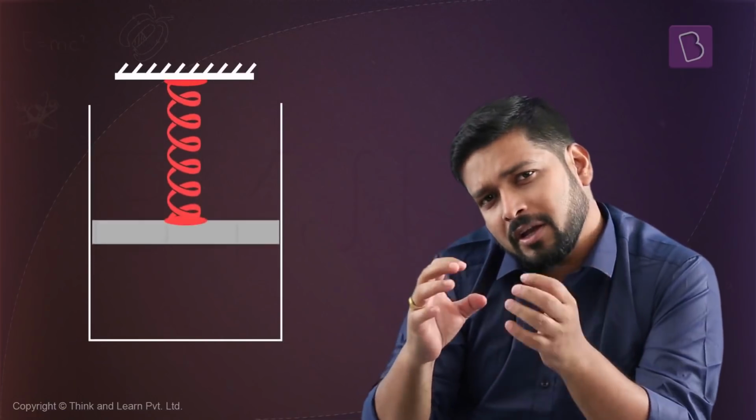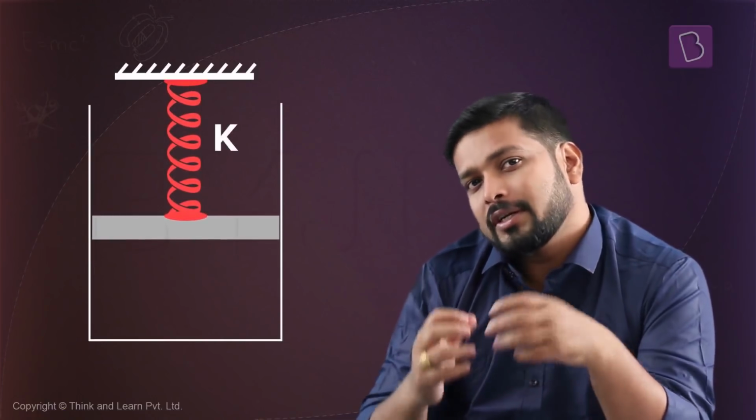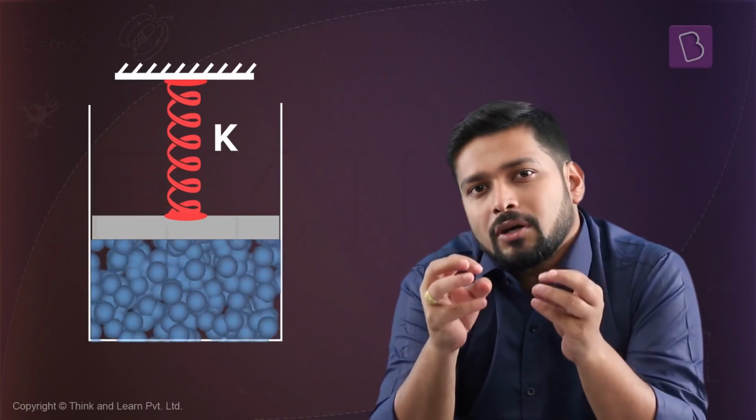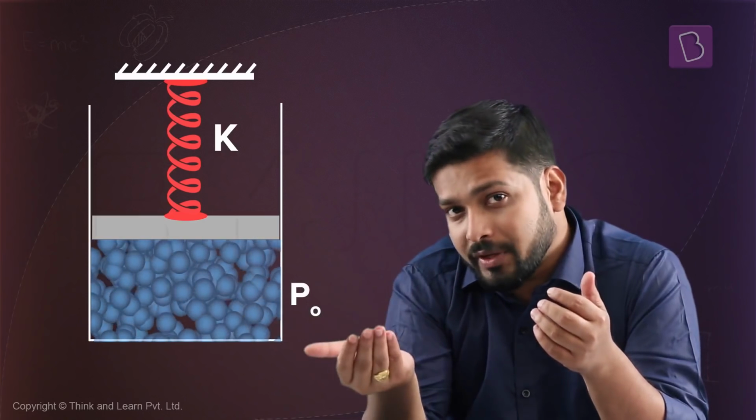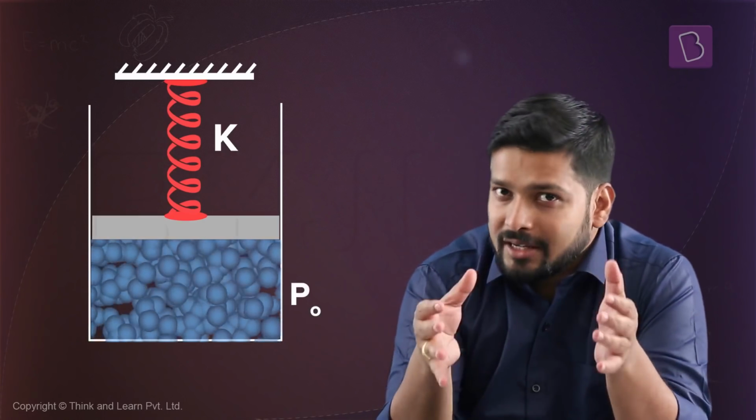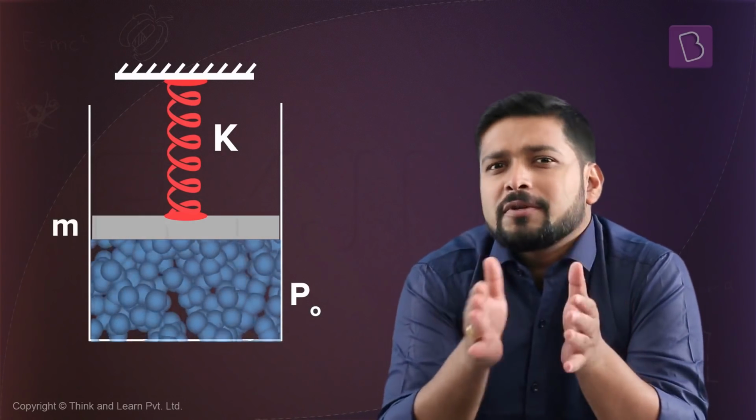So in this question, we are given a setup of a piston cylinder assembly, and this piston is attached to a spring. All right, the spring constant of the spring is also given to us, and it is told that inside the cylinder there is an ideal gas, and the pressure of the ideal gas is P0, which is mentioned to be more than the atmospheric pressure. All right, now this piston has got some mass, and the whole setup is frictionless.